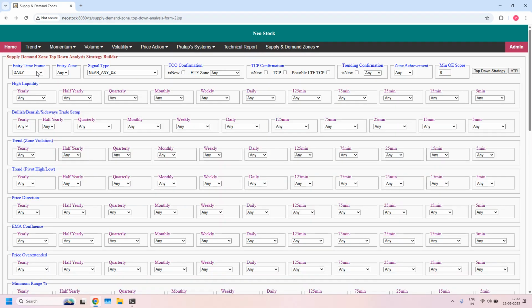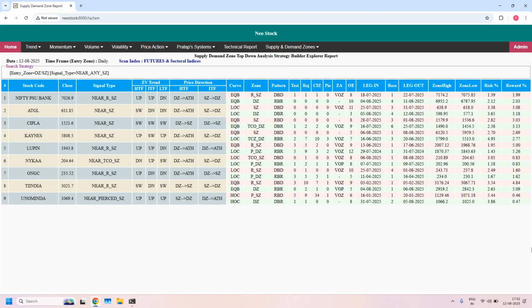Next, for the daily time frame, stocks near to the daily supply zone, we got 9 stocks. Let us identify daily high liquidity supply zones from this list. First one is NIFTY PSU Bank. It is not listed in F&O, so I am ignoring it. Lupin is having a daily high liquidity supply zone. ONGC is having a daily high liquidity supply zone. TI India is not valid because it is a PRZ zone. So we have identified 2 daily high liquidity supply zones from this list.